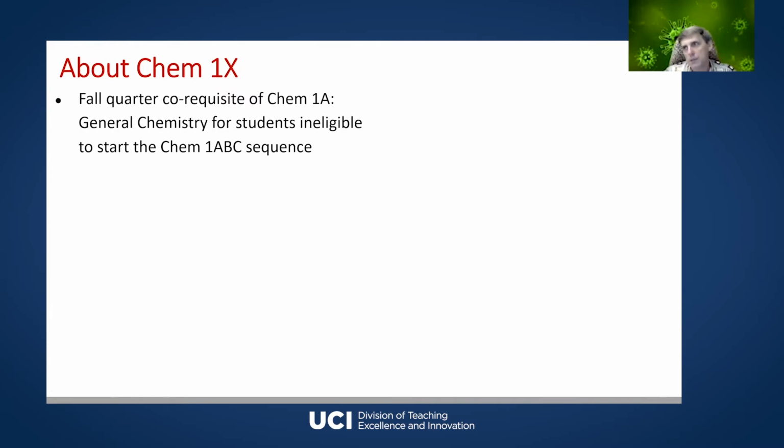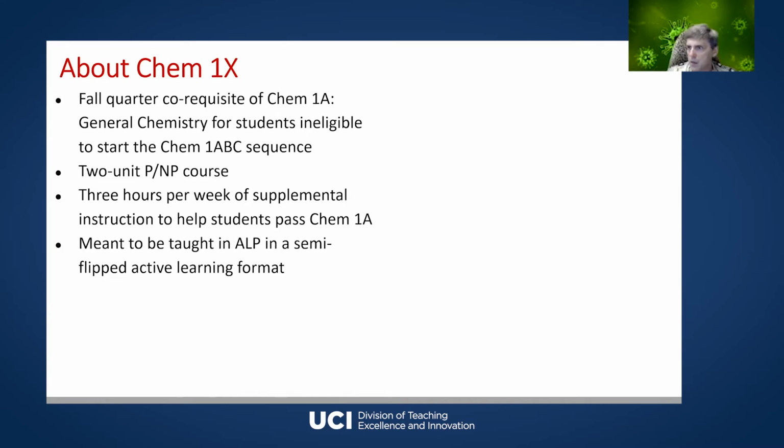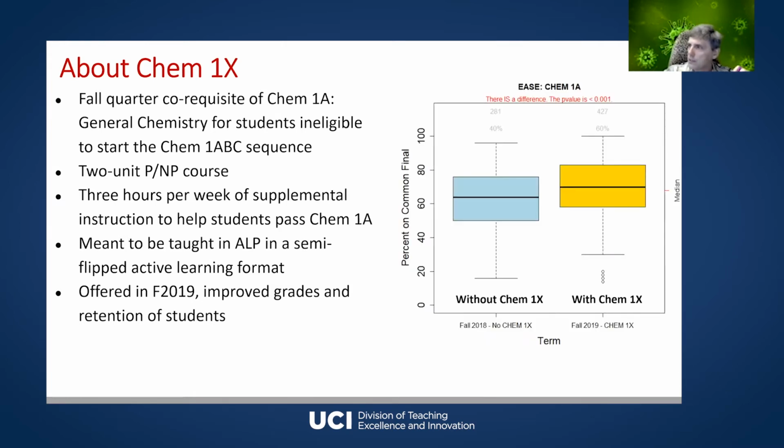So it's a fall quarter co-requisite of Chem 1A, which is a general chemistry class. It's a 2-unit pass/no pass class. It's 3 hours of what is meant to be active learning instruction in ALP. And then it was offered in 2019 for the first time, and it was shown to improve the grades for the students.